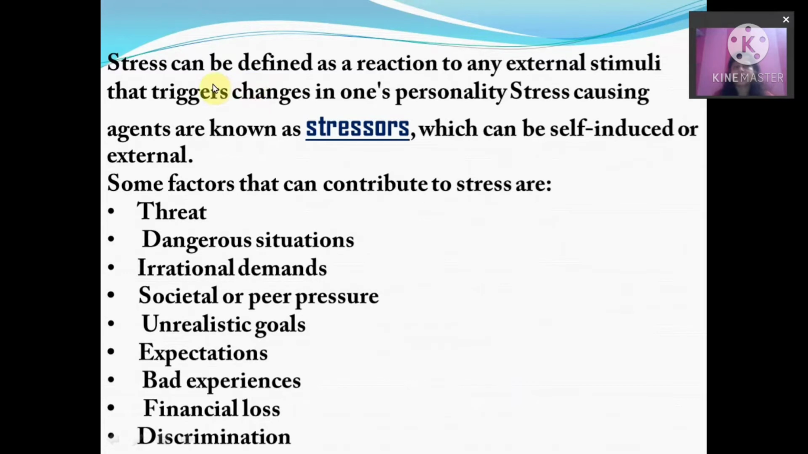Okay, so stress can be defined as a reaction to any external stimuli that triggers changes in one's personality. Stress-causing agents are known as stressors. Some agents cause stress in our life, known as stressors, which can be self-induced or external. It may develop inside due to some reasons, or it can be external. Some of the factors that can contribute to stress are threat, dangerous situations, irrational demands, societal or peer pressure, unrealistic goals, expectations, bad experiences, financial loss, and discrimination. These are the factors that may lead to stress.